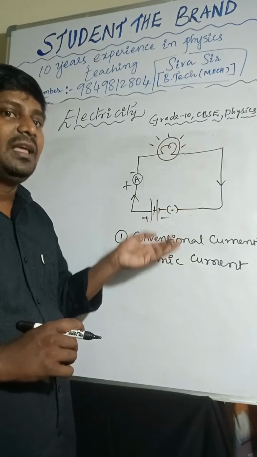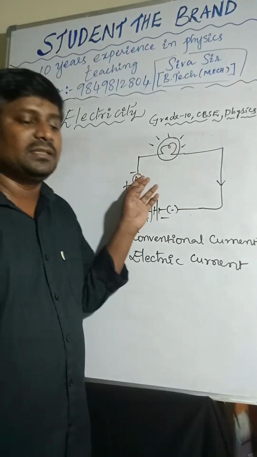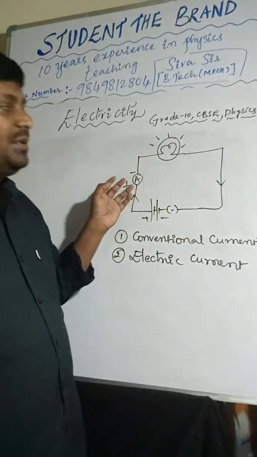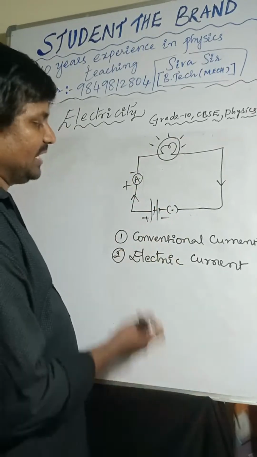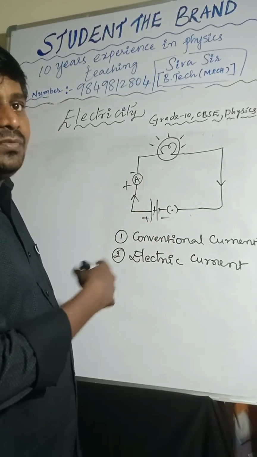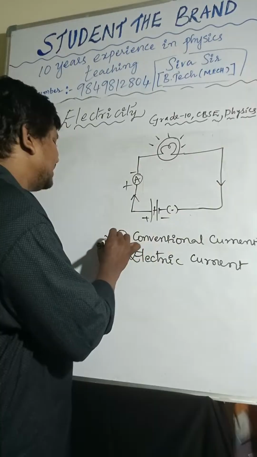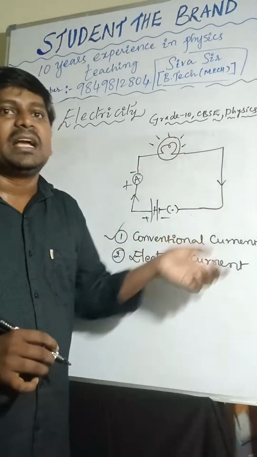After the discovery of the movement of electrons, it was found that current passes in the conductor because of the movement of electrons. But we need not change all the theorems and statements, so we just use that current as conventional current. The flow of positive charges is considered conventional current.